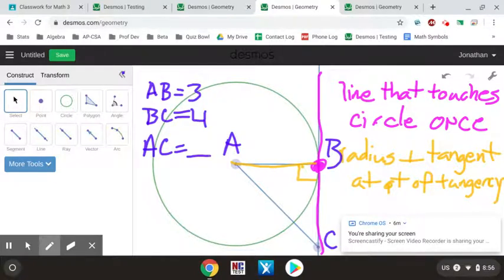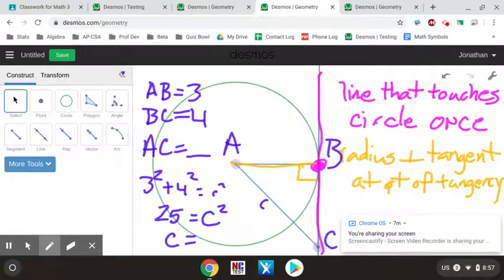Well, since AB is a radius, and BC is a segment on a tangent line, and B is the point of tangency, I know I have a right angle here at angle B, and I know that ABC is a right triangle. So since it's a right triangle, I can use the Pythagorean Theorem, and I'll have 3 squared plus 4 squared equals C squared, where of course C is this here. So 3 squared plus 4 squared is going to be equal to 9 plus 16, 25 is C squared. So that means C is going to be 5 after I take the square root. So AC is equal to 5.